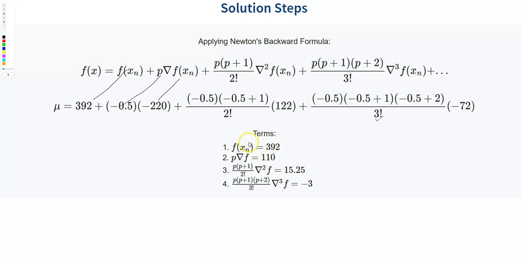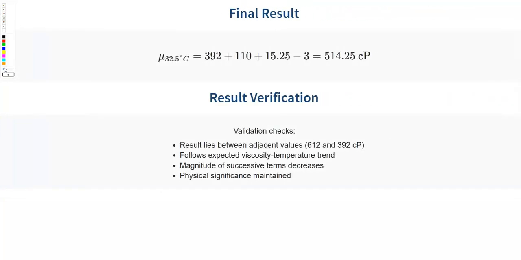Now if you put all together and calculate, the first term is 392, the second term will be 110, the third term will be 15.25, and the fourth term will be minus 3. If I add all together, I will get mu at 32.5, that is 514.25 cp. Now if you check, that value is between 612 and 392, and this also follows the expected viscosity trend, and the magnitude of the succeeding terms decreases.